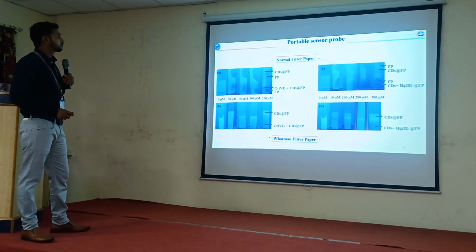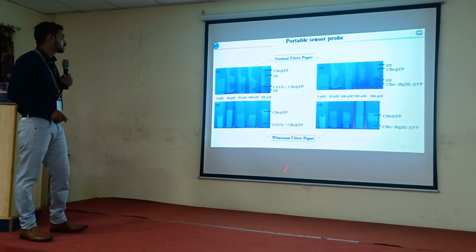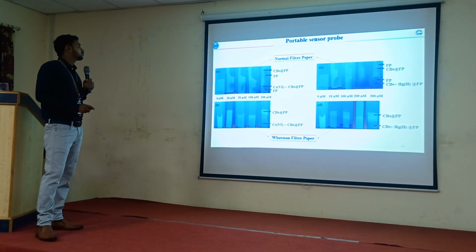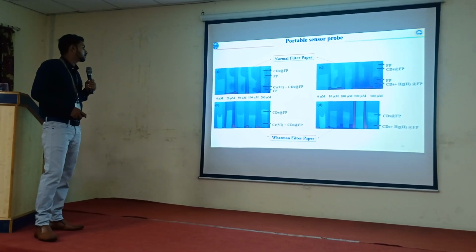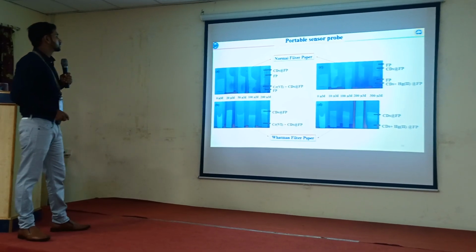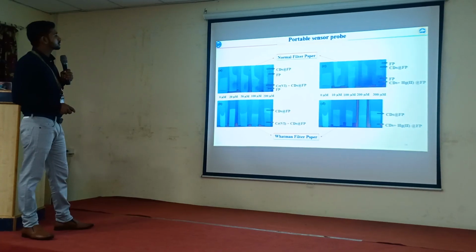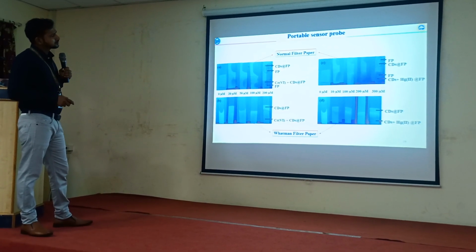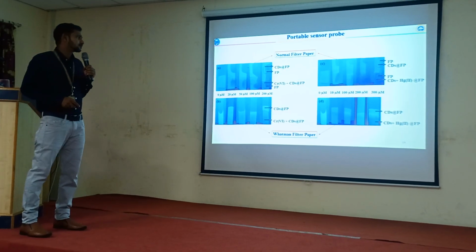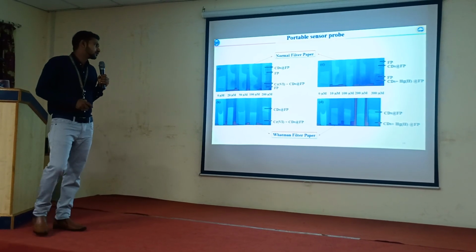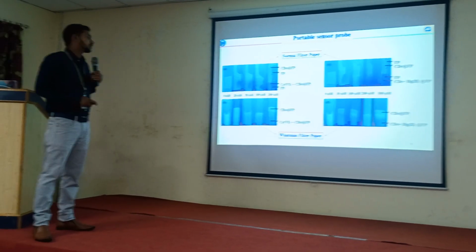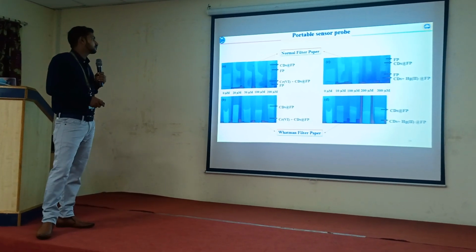And the portable sensor probe was fabricated with the help of normal and Whatman filter paper by embedding carbon dioxide into the two different filter papers. Here figures A and B represent the visual detection of mercury from the concentration of 0 to 200 micromolar addition, and figures C and D represent the visual detection of mercury from the concentration of 0 to 300 micromolar addition with the help of carbon dioxide embedded two different filter papers.